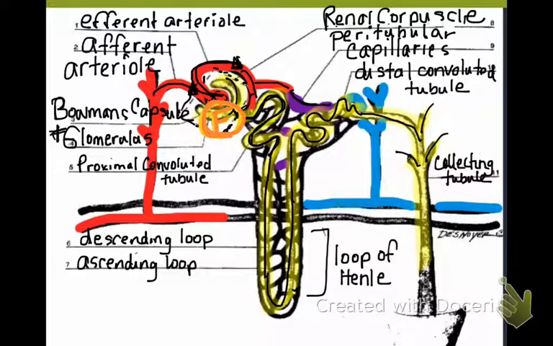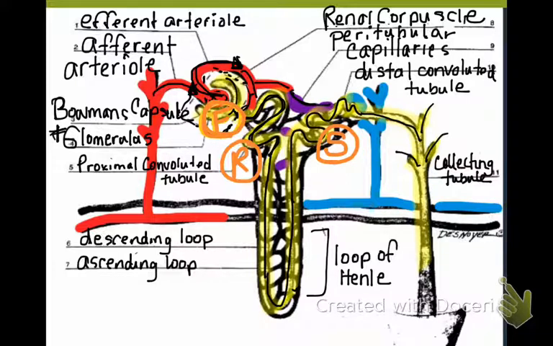So filtration occurs there. The first step of urine formation happens at the renal corpuscle. The second step of urine formation happens along the proximal convoluted tubule, and that's reabsorption. And then the third major part of urine formation is secretion, and that happens at the distal convoluted tubule. And we're going to talk more about those three steps, but I wanted you to get that on that diagram, because as soon as we go to the next slide, this will go away.